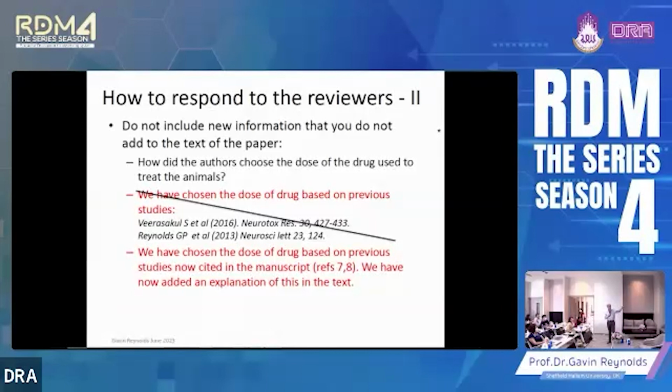My student said, we have chosen the dose of drug based on previous studies and cited two studies. But you don't want to say that. You don't want to give them the information in your response. You want that information in the text of the paper. So what you should say is, we've chosen the dose of drug based on previous studies now cited in the manuscript. We have now added an explanation of this in the text. So there, you're telling the reviewer you've improved the text of the paper.